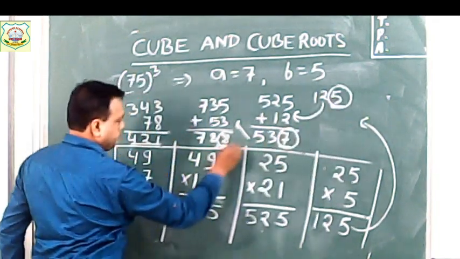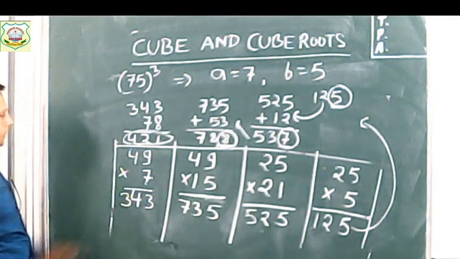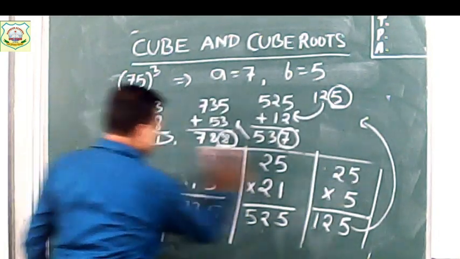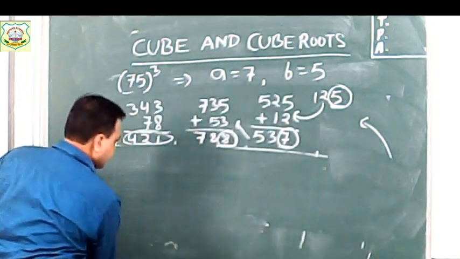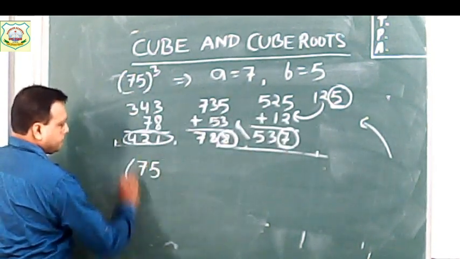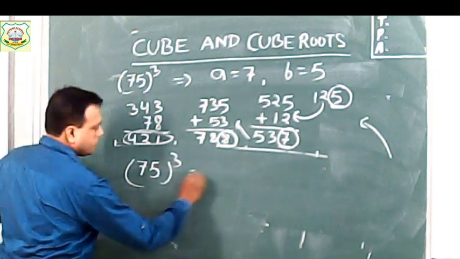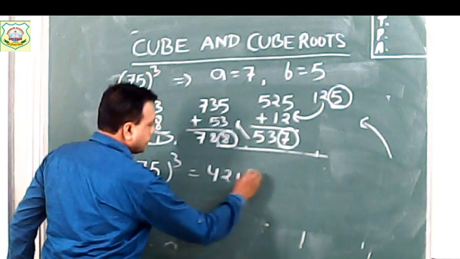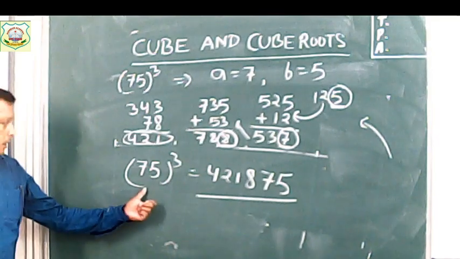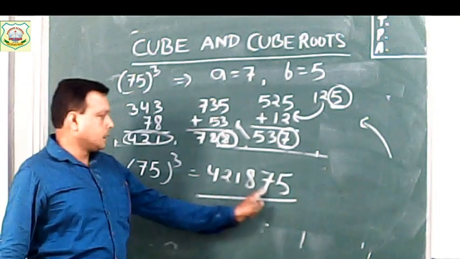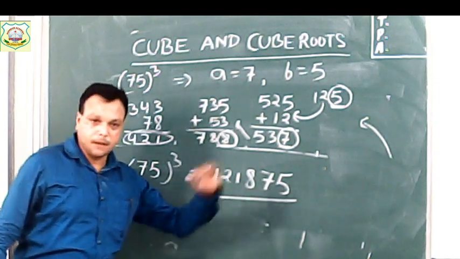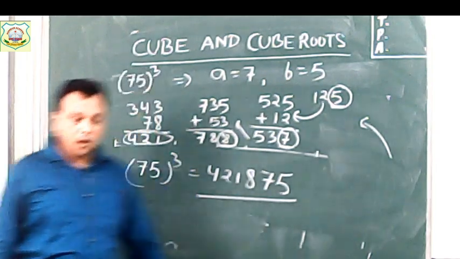What value will we take? So 75 cube, what will be the answer? 5 cube, 121, 8, 7, then 5. It will be your answer. 75 cube is 421,875. Clear students? Everyone? How we have got this one?